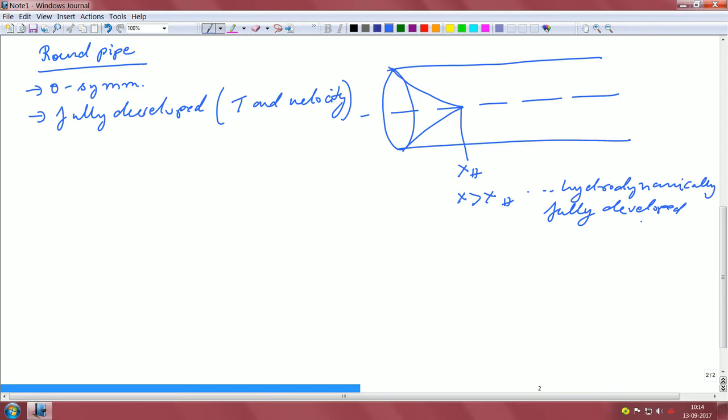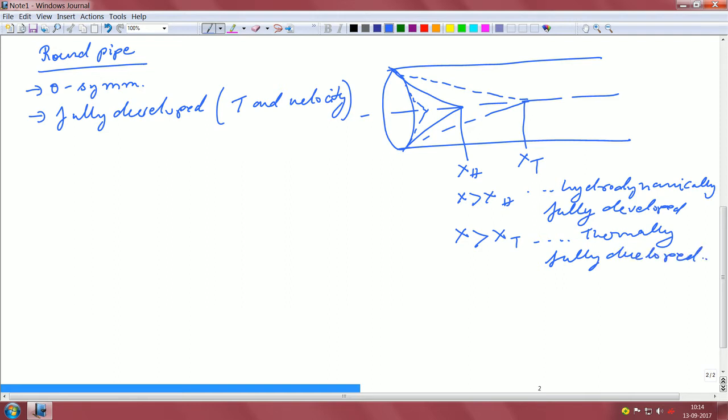whereas the temperature profile may be something like this, or it can also be something like that, depending on your Prandtl number. This, say, we call xt. So, if x is greater than xt, we call it thermally fully developed.